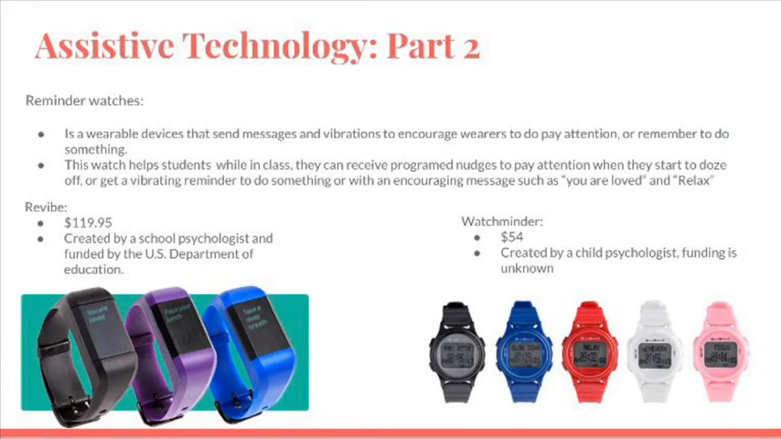Now, there are 2 different watch brands that looked money-worthy: Revibe and Watchminder. Revibe is currently at $119.95. However, at the beginning of this research, they were $99 due to a back-to-school offer. In addition to that, Revibe was created by a school psychologist and funded by the U.S. Department of Education. On the other hand, we have Watchminder that costs as low as $54, created by a child psychologist, but funding is unknown.